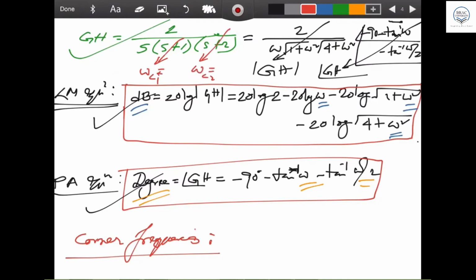Now, if you consider omega C1, then omega C1 will be what? Can you tell me? 1 by 1, and 1 by 1 is 1, right? That's 1 radian per second. And omega C2?